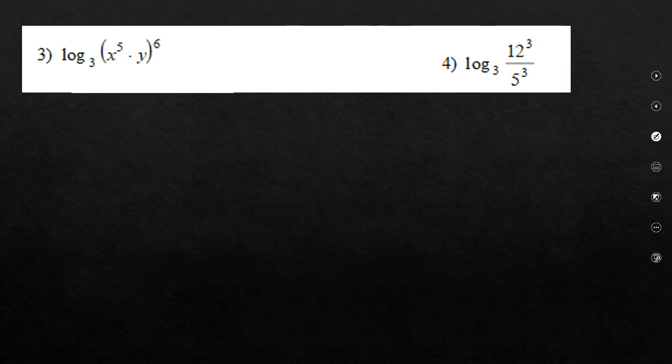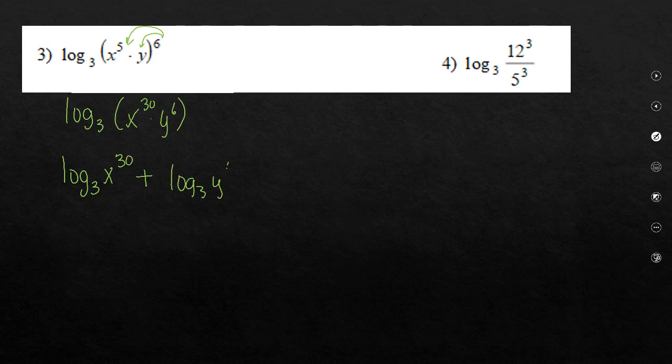Okay, our next example 3 is log base 3 of x to the 5th multiplied by y, all raised to the 6th power. Again, go ahead and use the power property of exponents to simplify the argument. Log base 3 of x to the 30th, multiply those exponents, and y to the 6th power. Now that I have those two terms in the x to the 30th and y to the 6th multiplied, I can separate them with addition using the product property. So log base 3 of x to the 30th plus log base 3 of y to the 6th.